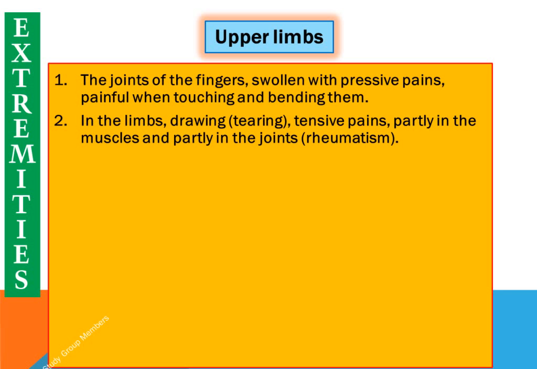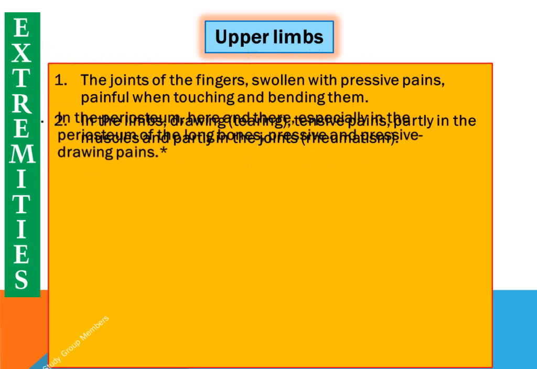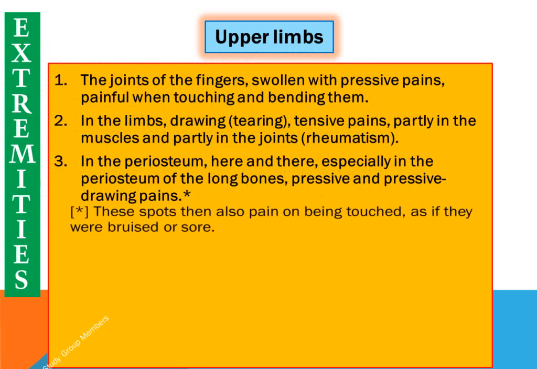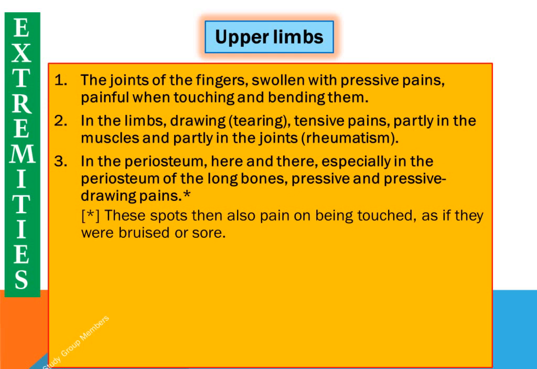The joints of the fingers are swollen with pressive pains, painful when touching and bending them. Then in the limbs, drawing, that is tearing, tensive pains, partly in the muscles and partly in the joints, which go under the name rheumatism. In the periosteum, covering of the bone, here and there, especially in the periosteum of long bones, pressive drawing pains. These spots then also pain on being touched, as if they were bruised or sore.